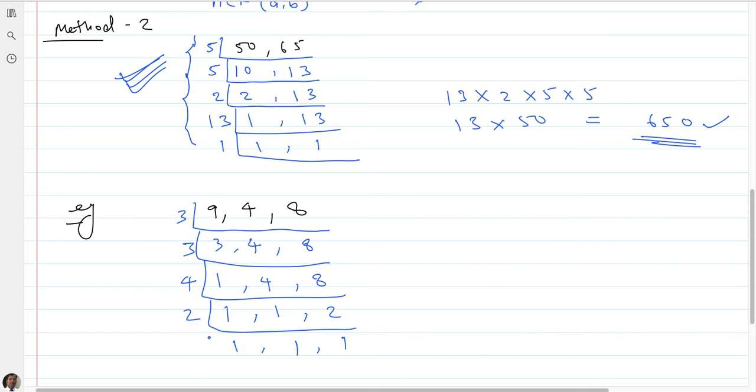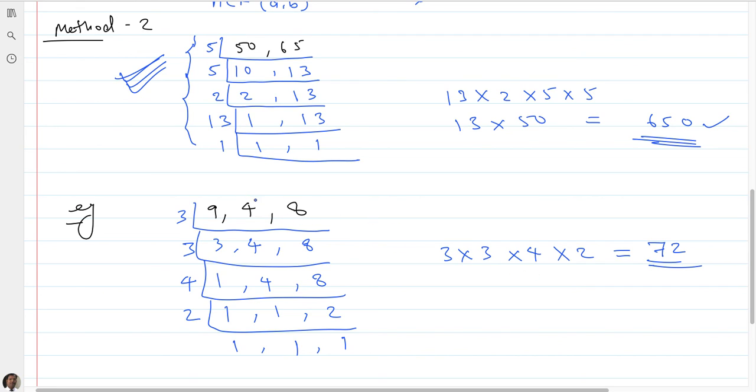So the LCM will be 3 into 3 into 4 into 2. Okay. If you multiply these numbers, you will get the LCM of these three numbers. How much will it come? 3 into 3, 9. 9 into 4, 36. 36 into 2, 72. So 72 will be the LCM of these three given numbers.